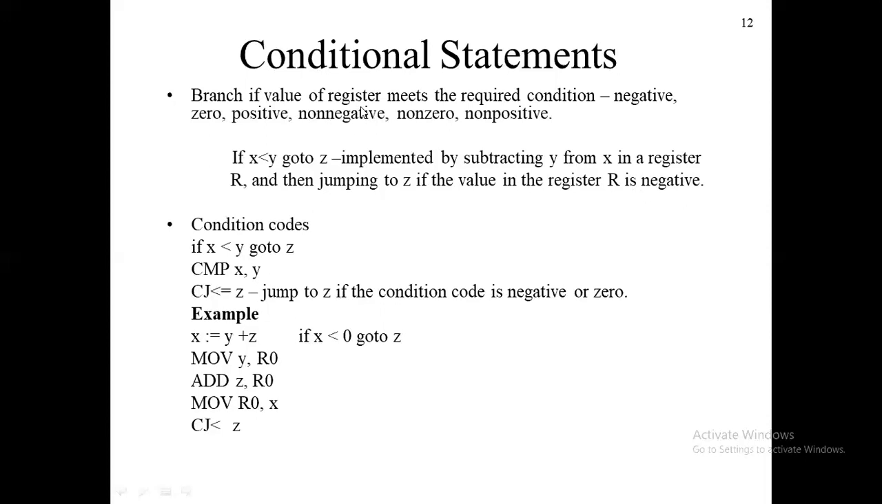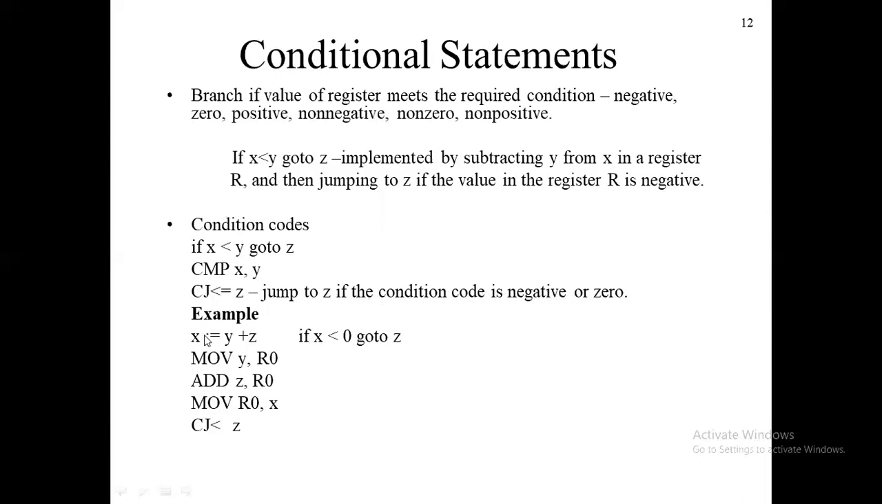The other way of implementing a conditional statement is using condition codes. Instead of doing all these steps, you can have the instruction CMP X, Y. After comparing, by default it calculates the subtraction of X and Y and finds out where to jump. Next, we have CJ less than or equal to Z. This instruction tells to jump to Z if the condition code is negative or 0.